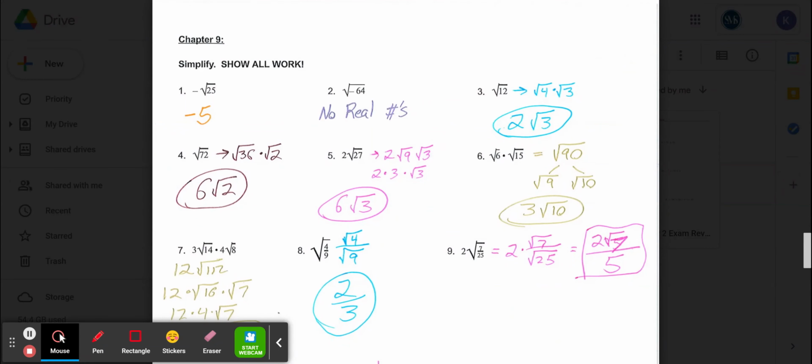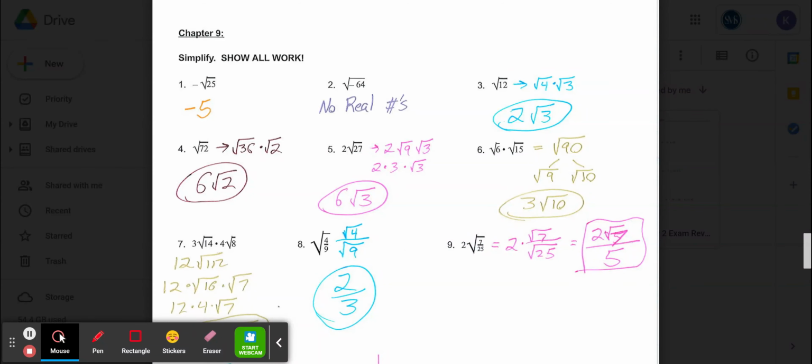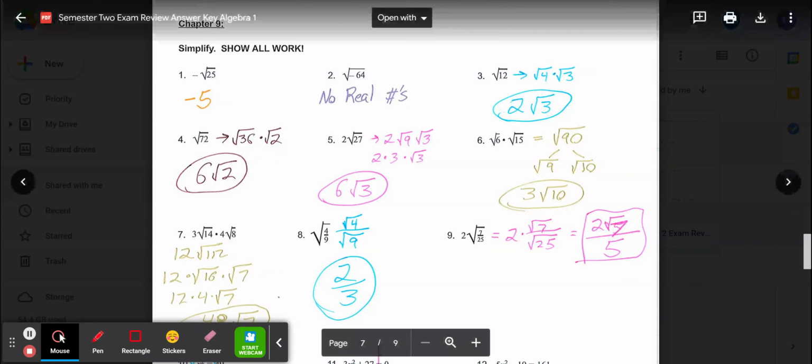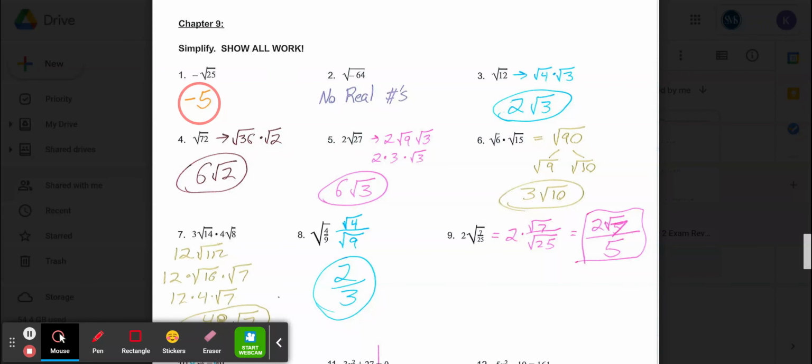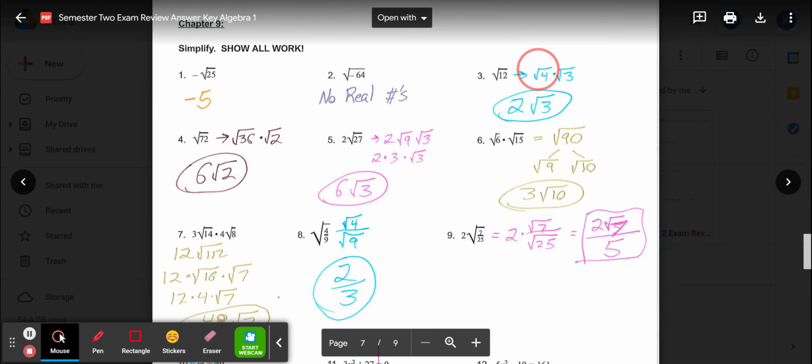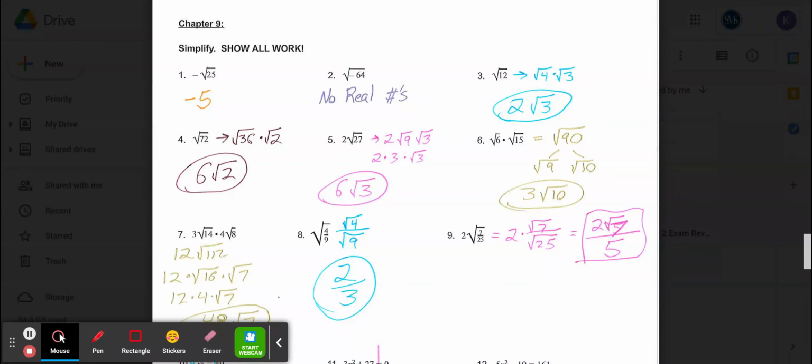Chapter 9, dealing with radicals or square roots, showing our simplification process. So a negative square root of 25 would just be a negative 5. We cannot have a negative inside the square root, so our answer would be no real numbers. For number 3, square root of 12, we can factor that to the square root of 4 times square root of 3. Square root of 4 is 2, so it would be 2 square roots of 3.